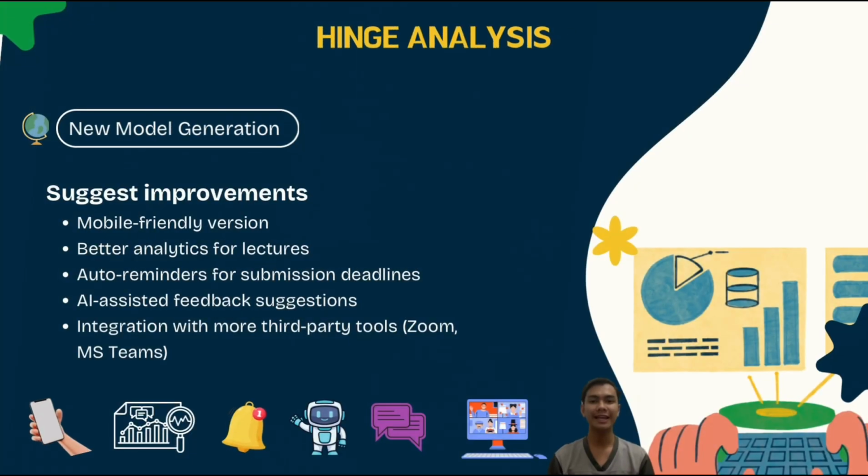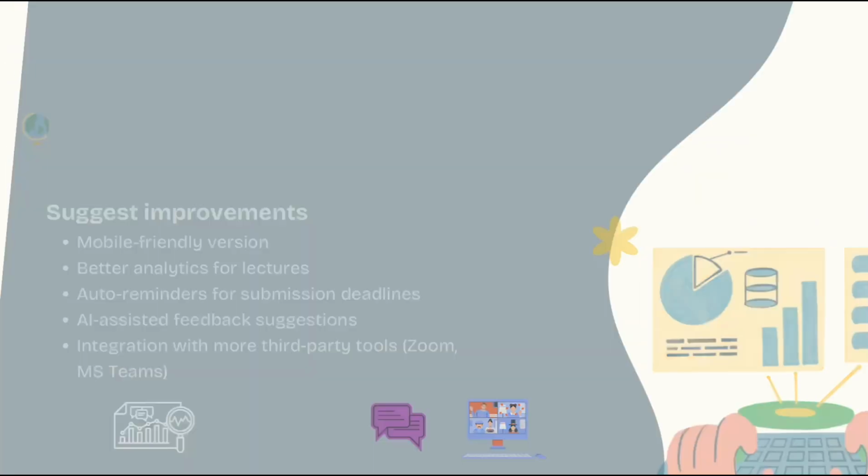Firstly, one key improvement would be to make UFUTURE more mobile-friendly. Although the platform is accessible on mobile devices, a more optimized and user-friendly mobile version or a dedicated mobile app would greatly improve the experience for students who prefer to access their courses and submit assignments using smartphones or tablets. This will also help increase engagement and flexibility in learning.